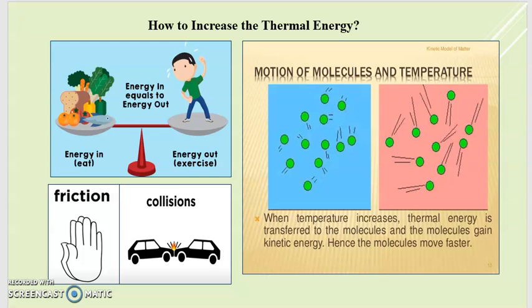For example, when you rub your hands, they get warm. When two cars bump together, they will increase thermal energy. So when temperature increases, thermal energy is transferred to molecules, and molecules gain kinetic energy, hence the molecules move very fast.